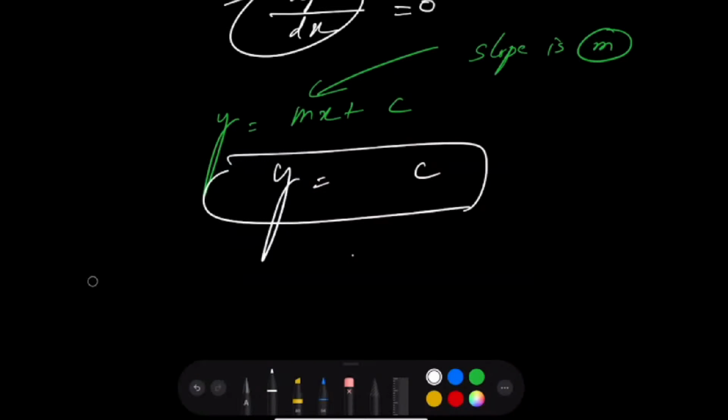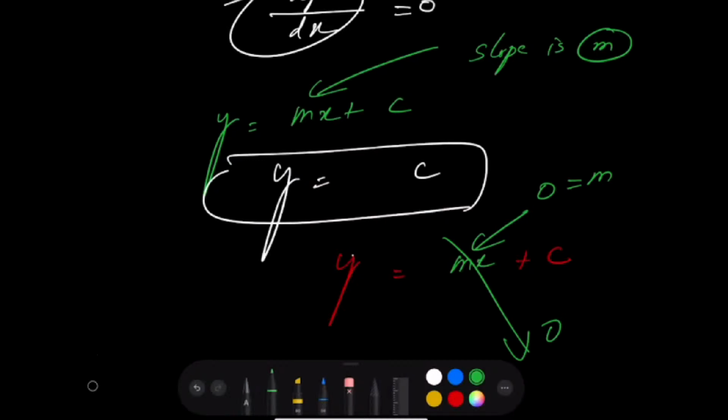So here y equals c. You have mx here, but m is 0. M equals 0. That's why this is 0, and that's why it is becoming y equals c. And you know that slope is m. If slope is m, then for y equals c, where m is 0, slope is anyway 0.